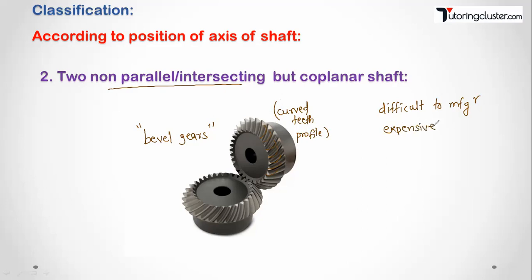But there are certain advantages, like it can transmit power between intersecting shafts, while spur and helical gears we cannot use. Then bevel gears are available in various sizes as per the requirement. If you compare this with spur and helical gear, it requires less space. That is the advantage. Efficiency is also higher, and these are not noisy. So these are certain advantages and disadvantages of bevel gears.